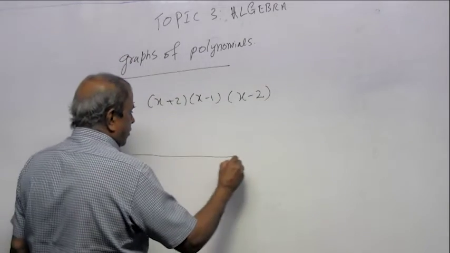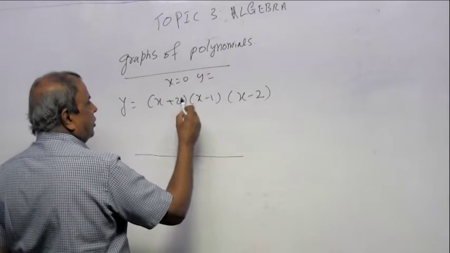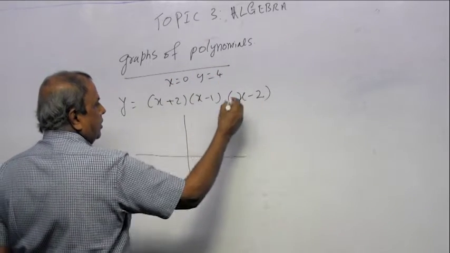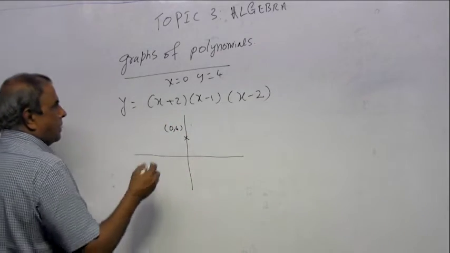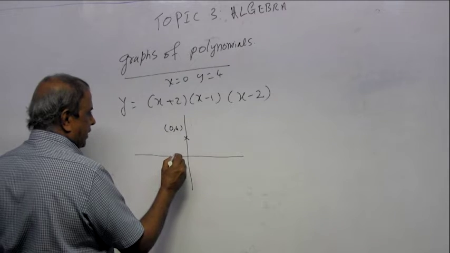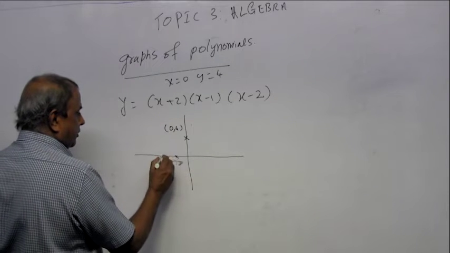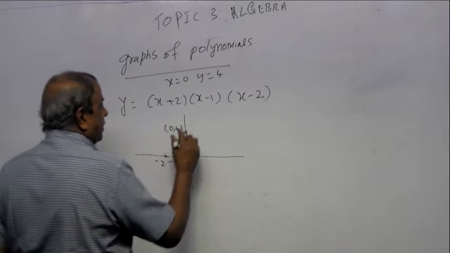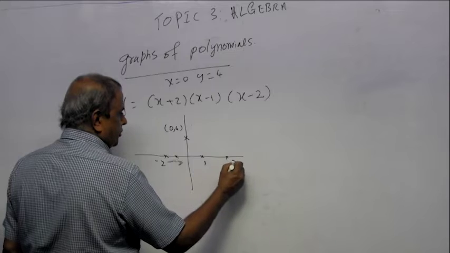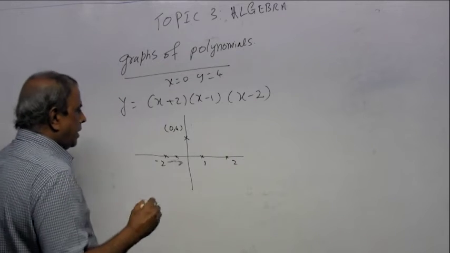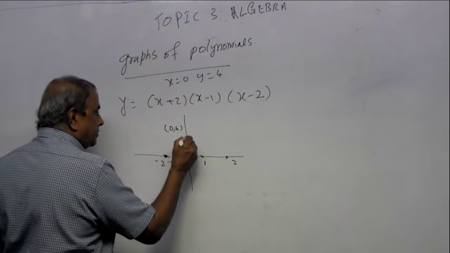So what we do is draw x-axis, y-axis, put x equal to 0, y is 2 times minus 1 times minus 2, which is 4. So 0, 4 is a point. Either you work it out or show it on the graph. The roots are minus 2, 0, somewhere there, and then minus 1, 0, and then 1, 0, and then 2, 0. Look, your graph has to go through all these points.